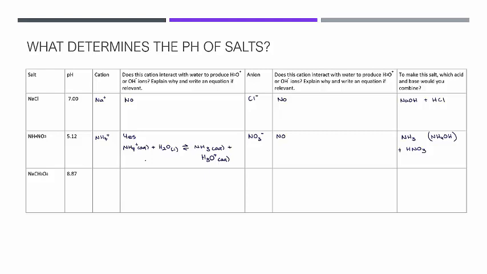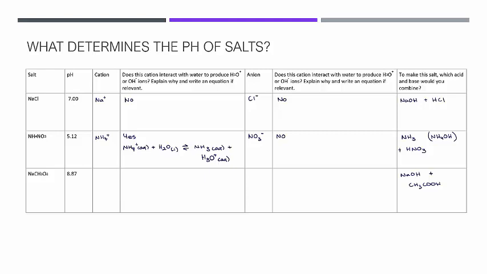Okay, the last example that I'll do with you is sodium acetate. Sodium acetate is a basic salt, and we would expect that to be the case because to produce sodium acetate, we'd combine sodium hydroxide, which is a strong base, plus acetic acid, which is a weak acid. So we would expect the salt to be basic. Now let's find out why.